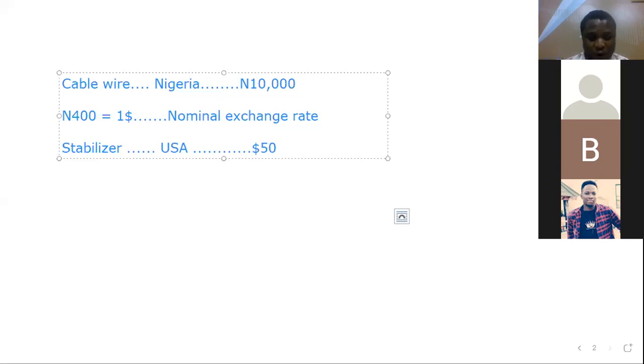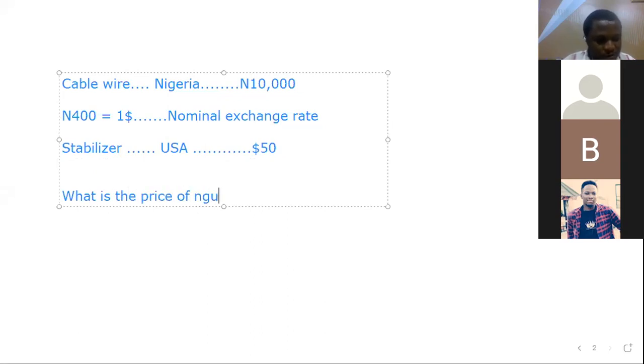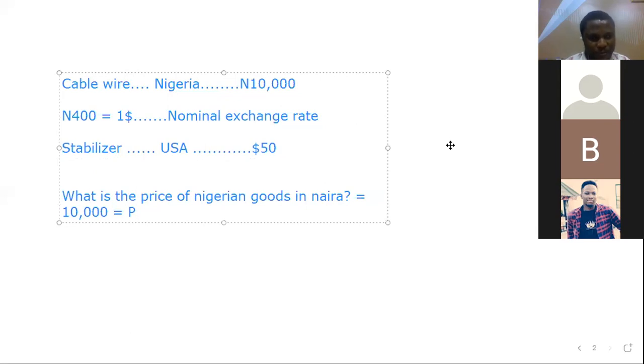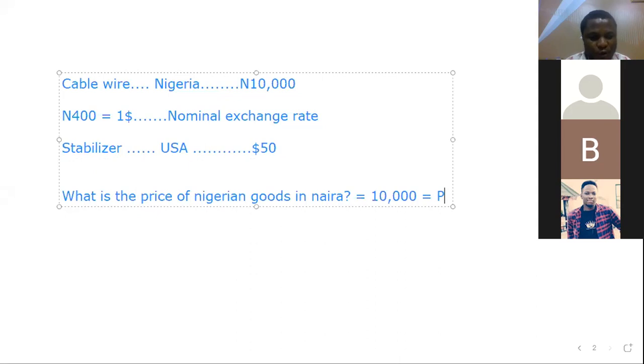What is the price of Nigerian goods in naira? That is equal to 10,000, and that's equal to P. The next question I'm going to ask: what is the price of Nigerian goods in dollars? That is the next.